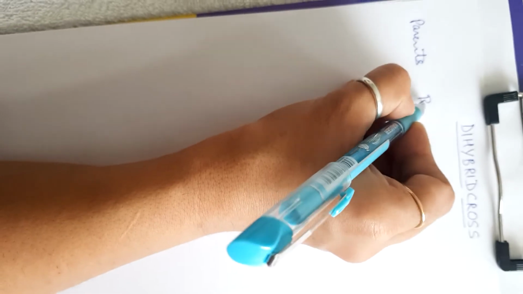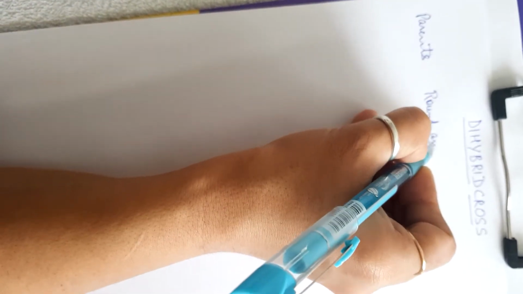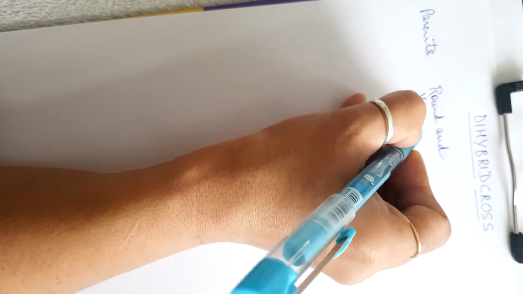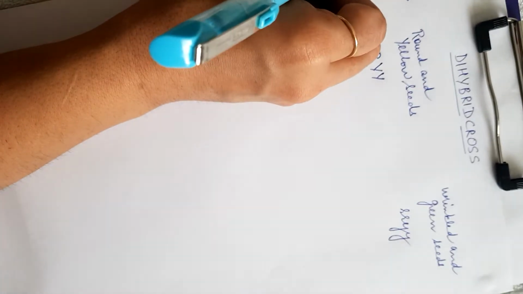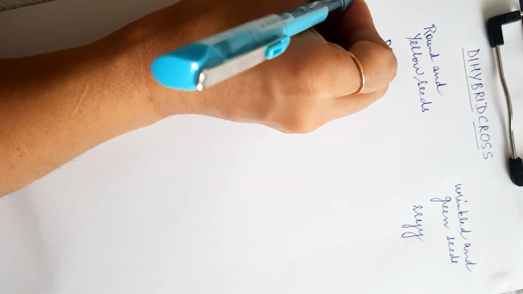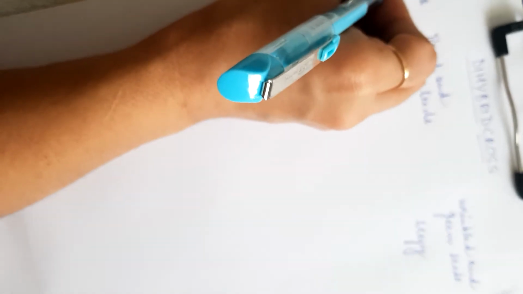So we will take round and yellow seeds, then their recessive trait, wrinkled and green seeds. These are the phenotypes of the parents. Their genotype will be capital R, capital R, capital Y, capital Y, and small r, small r, small y, small y. So this is their genotype, and this is the phenotype of the parents, right?